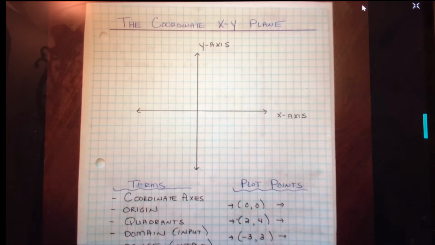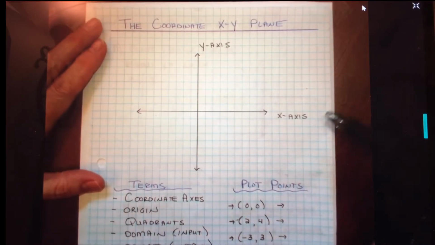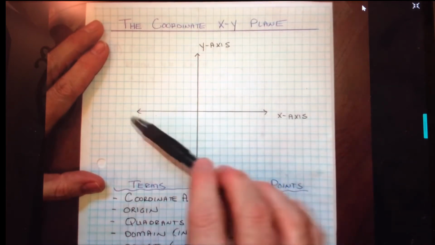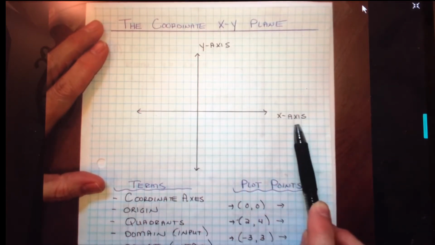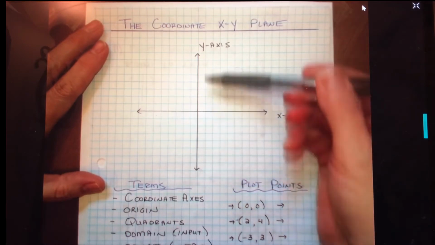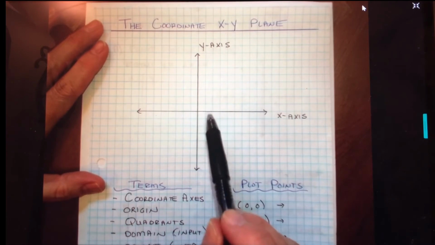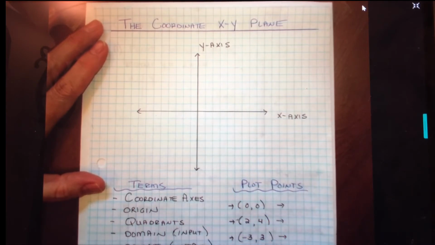Okay, so the coordinate XY plane. As far as the terminology, the coordinate XY plane consists of two axes. We have the horizontal axis, which we label as the x-axis, and the vertical axis that we label as the y-axis. And they do form a 90-degree angle in relationship to each other.